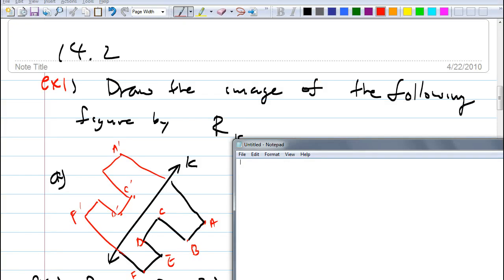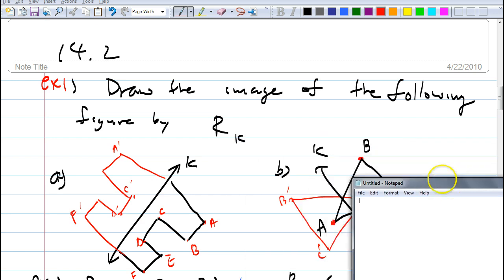How many people got something like this on the left side? Okay, very good. If you look at A prime and A, if you were to draw a segment K, do you see how K is a perpendicular bisector? That's what you do. So if you get C and C prime, as you can see, K is going to be a perpendicular bisector and so forth.